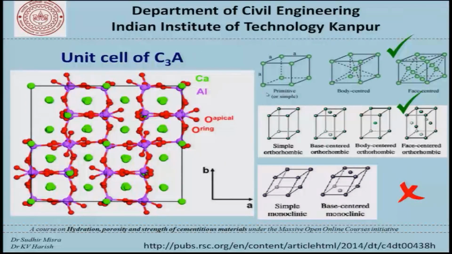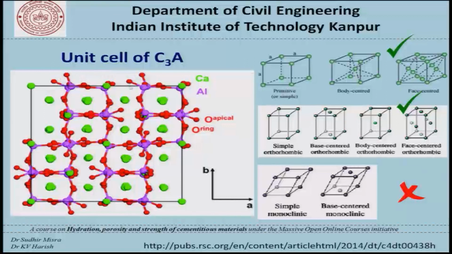The first set of figures give the cubic arrangement, the second set of figures give the orthorhombic arrangement, and the third set of figures give the monoclinic arrangement. And what you have to understand is the arrangement is primarily cubic or orthorhombic, usually monoclinic does not exist.